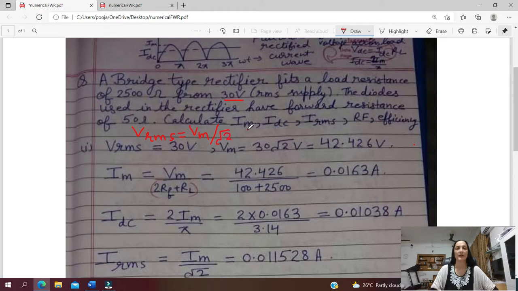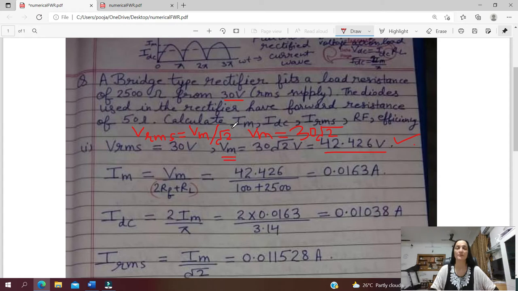So that peak value of voltage here is equal to RMS value of voltage, which is 30 volt multiplied by square root 2. Okay, Vrms into root 2 is the peak value, and when we solve it, we will get 42.426 volt. Now, this is the peak value of the input voltage.